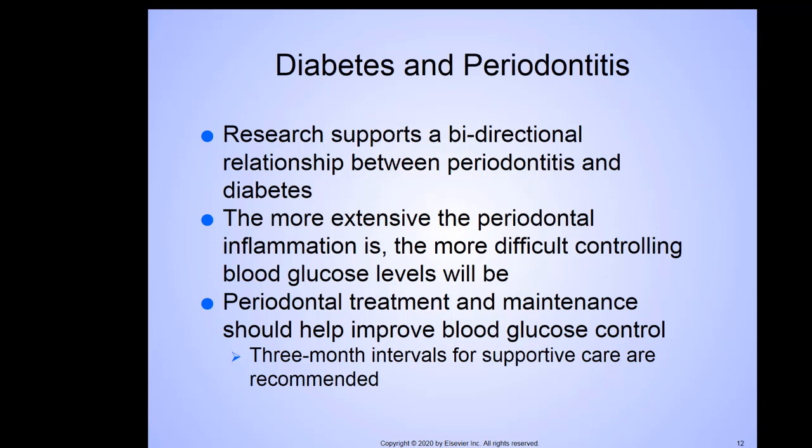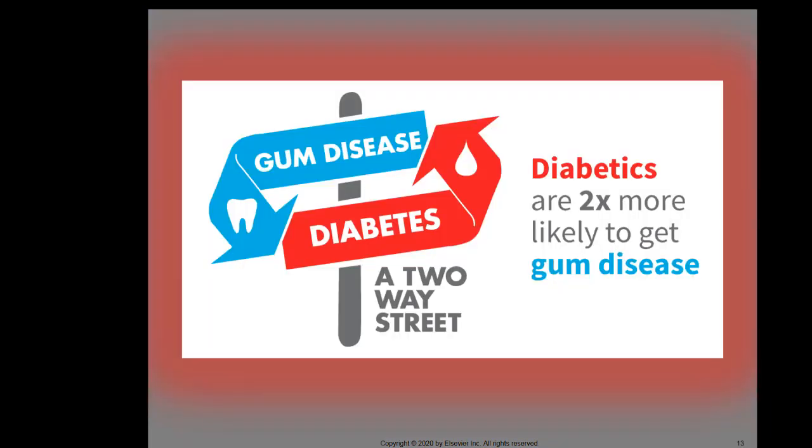Periodontal therapy research has demonstrated improvement in blood glucose management. So if we can get the bacterial load in their mouth under control and improve their oral home care, then that will help with their glycemic control as well. On average, periodontal treatment results in approximately a third reduction in A1C levels for a 3-month period. Diabetic patients are twice as likely to get gum disease than your healthy patients.